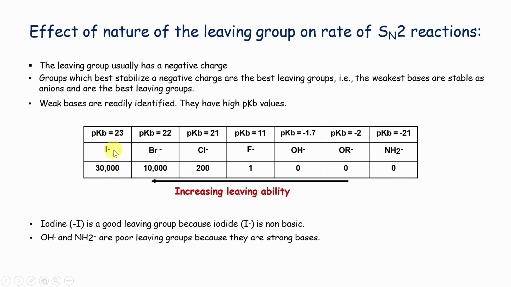We can say this iodide is non-basic. It is the conjugate base of the strong acid, hydroiodic acid. So it is the weakest base. Then OH negative and NH2 negative are poor leaving groups because they are strong bases. OH negative, NH2 negative, OR negative, all these are strong bases and hence poor leaving groups.